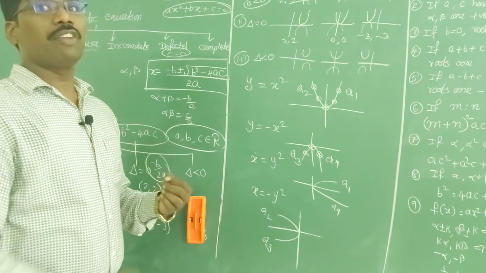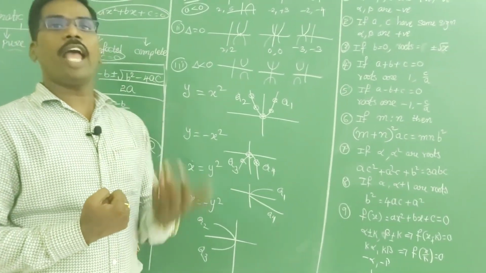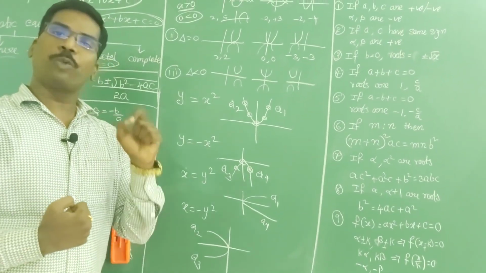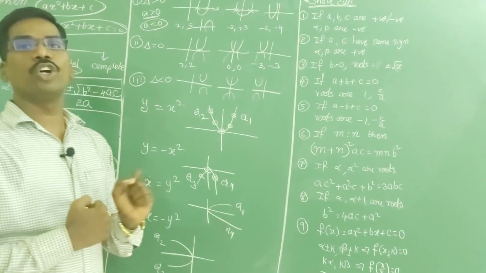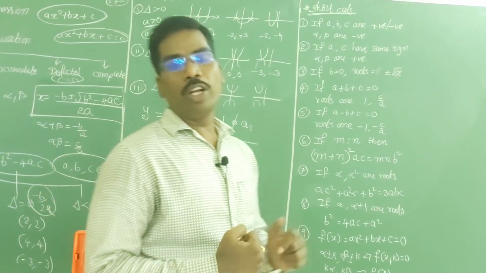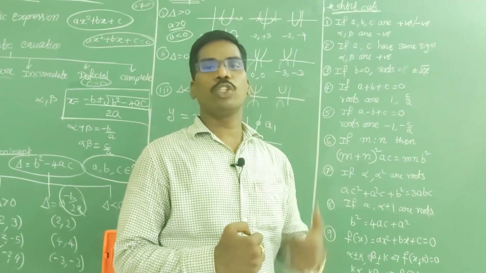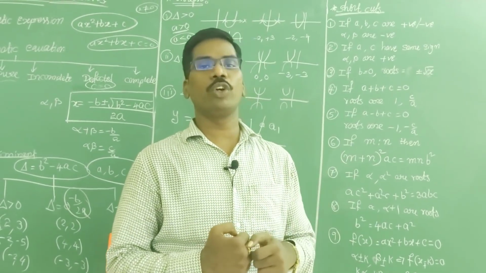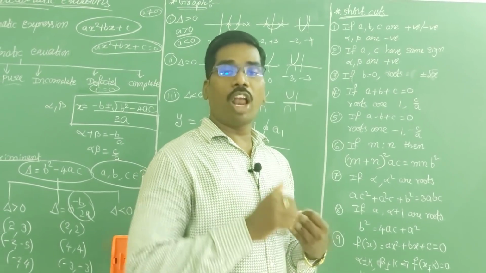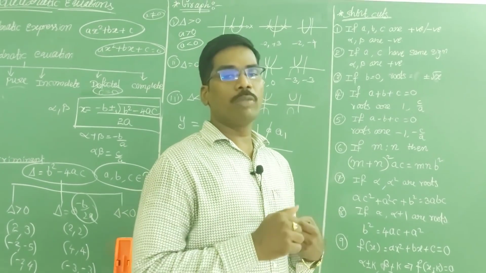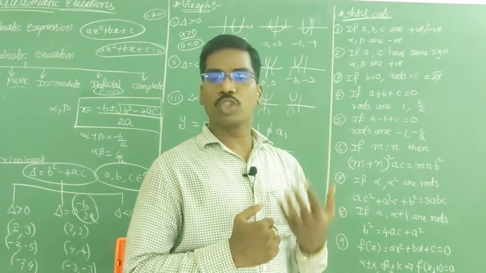Now, in the quadratic equation, there are shortcuts, and those shortcuts are very important. I have already given many shortcuts in polynomials, that is day 6. If you haven't seen that video, I will give the link in the description; please click and watch it. You will get alpha square plus beta square, alpha cube plus beta cube, alpha cube minus beta cube, and 1 by alpha square plus 1 by beta square. So many shortcuts I have given. You have to remember all those formulas.